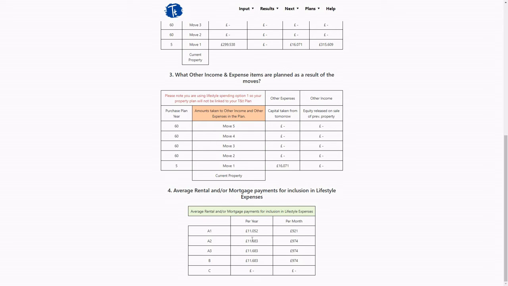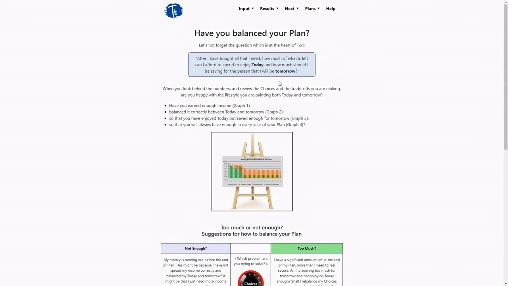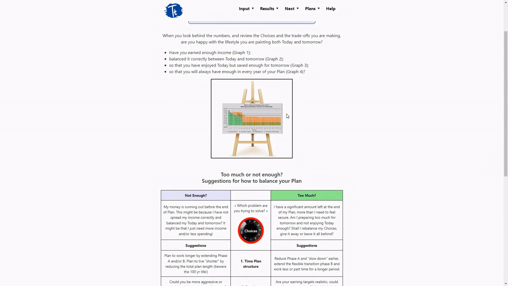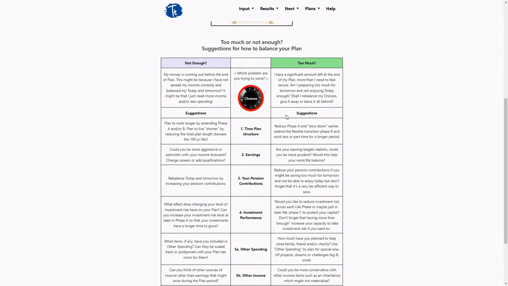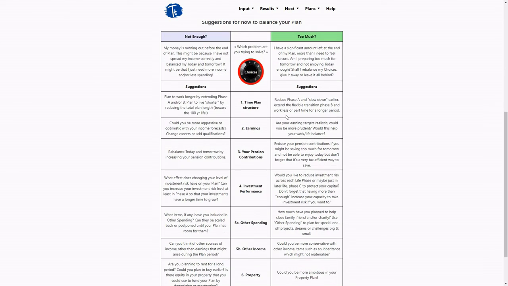Working around your choices and adjusting how they interact with each other until you have a plan that you feel comfortable with is what we call balancing your plan. You might already know what you need to change, but if you're looking for some ideas, then this table might give you some ideas. Depending on whether your challenge is that you have too much or too little money in your plan, you can see the 7 choices listed down the middle with suggestions for how you might balance your plan in each case.